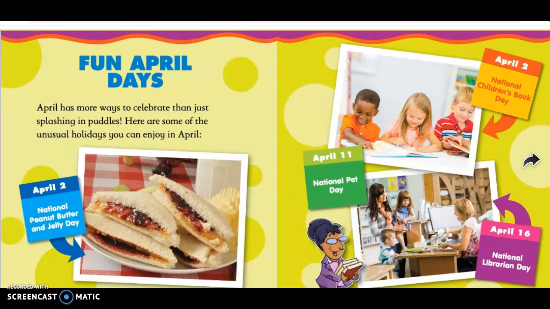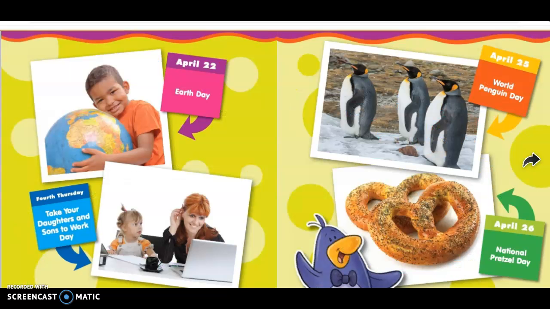Fun April days. April has more ways to celebrate than just splashing in puddles. Here are some of the unusual holidays you can enjoy in April. April 2nd, National Peanut Butter and Jelly Day. Also on April 2nd is National Children's Book Day. April 11th is National Pet Day. April 16th is National Librarian Day. April 22nd is Earth Day. On the fourth Thursday of April, it's Take Your Daughters and Sons to Work Day. April 25th is World Penguin Day. And April 26th is National Pretzel Day.